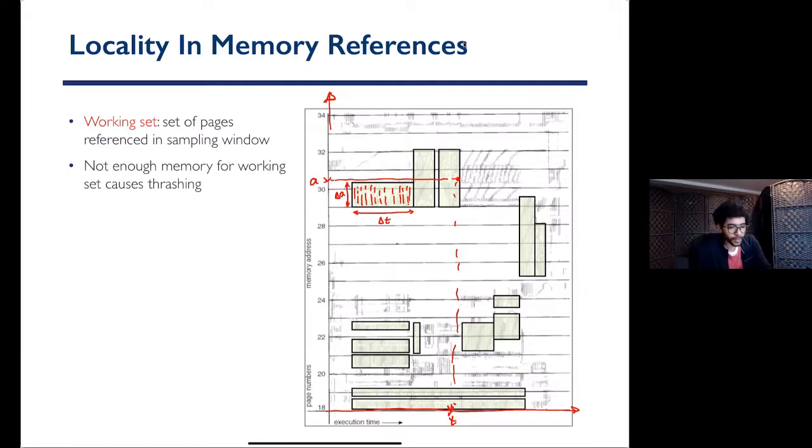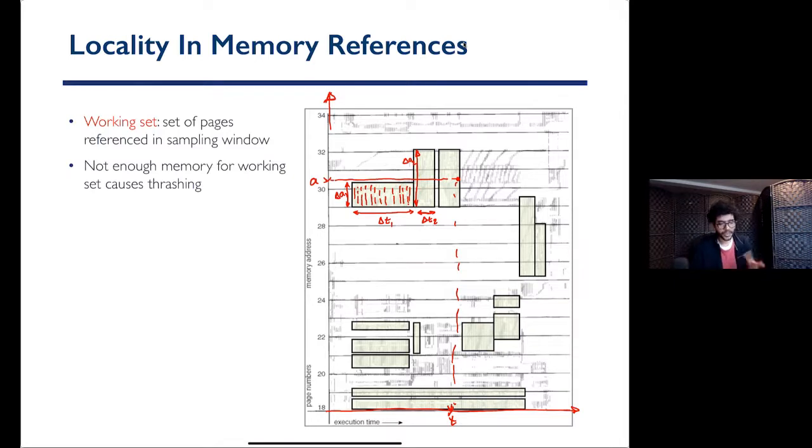Now, the behavior of the application changes in this other time. So I start needing more addresses, or accessing more addresses, in this other time period. So this is delta T1, this is delta T2, this is delta A1, and this is delta A2. So that's the meaning of these boxes.